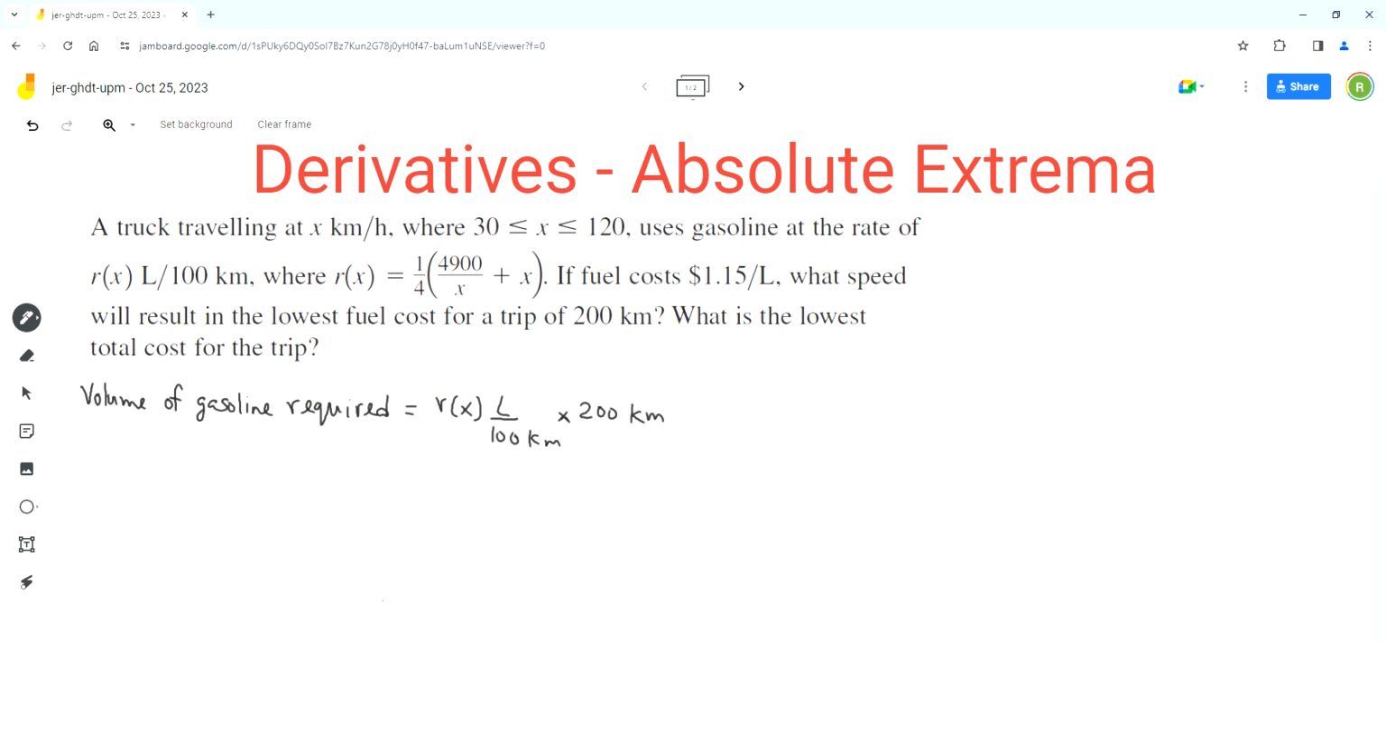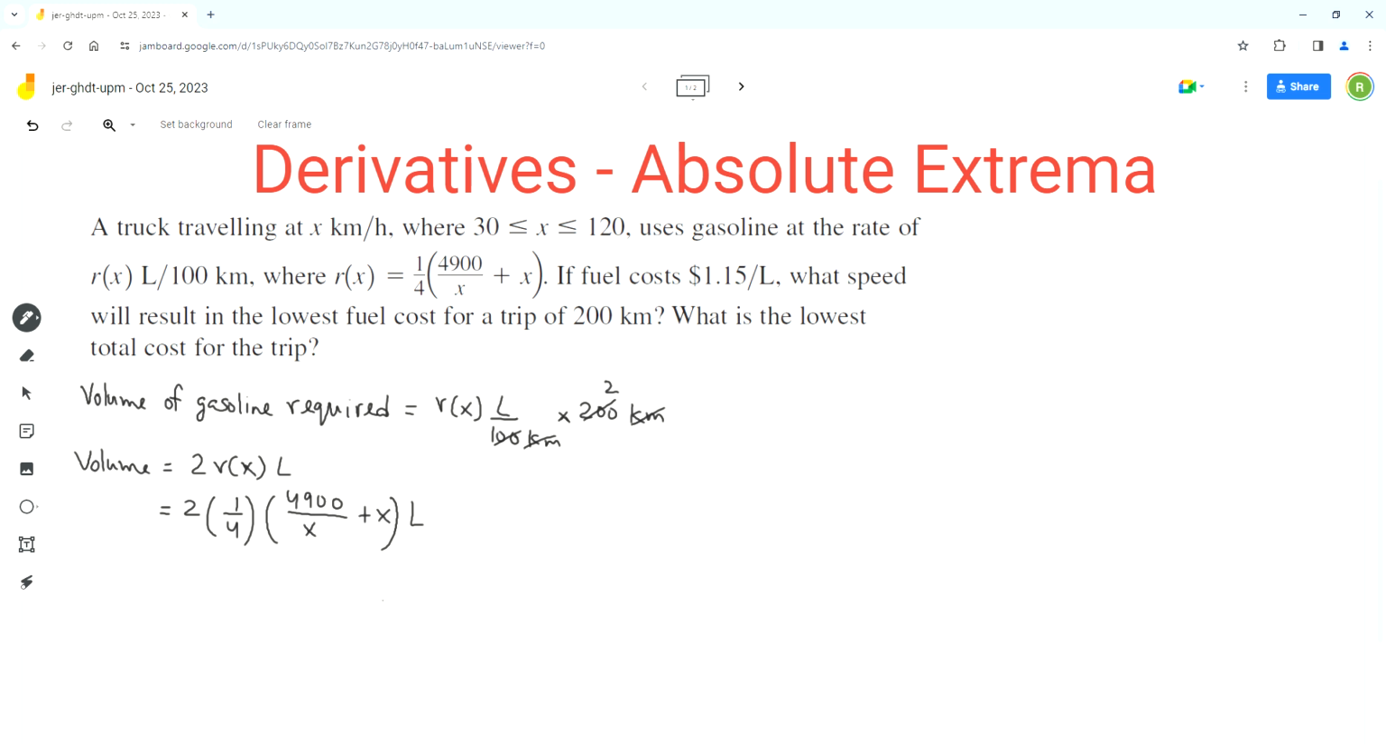Now we can simplify this expression. We can cancel out the kilometers unit, and then we can reduce 100 and 200. So volume equals 2 times R(x) liters, and we can sub in the R(x) function, so it's 2 times 1/4 times (4900/x + x) liters. So this is the total volume of gasoline required for the 200 kilometer trip.